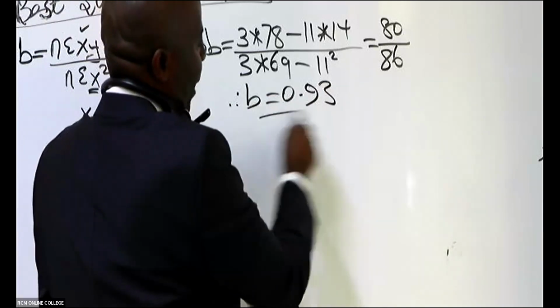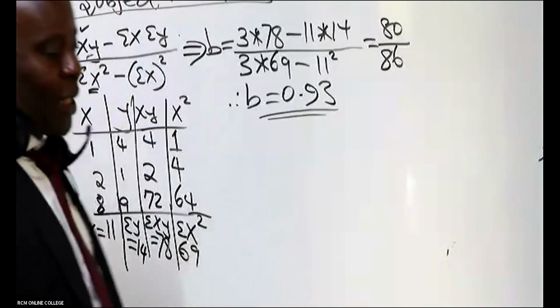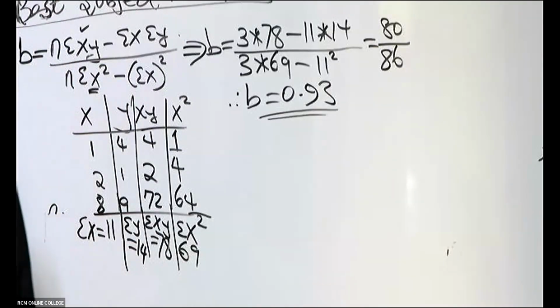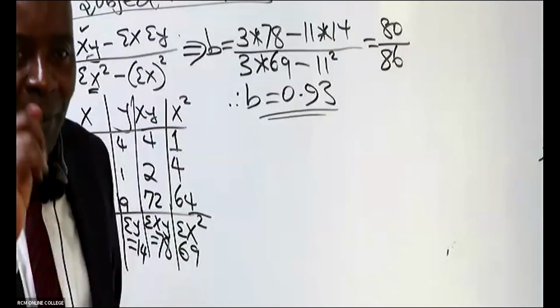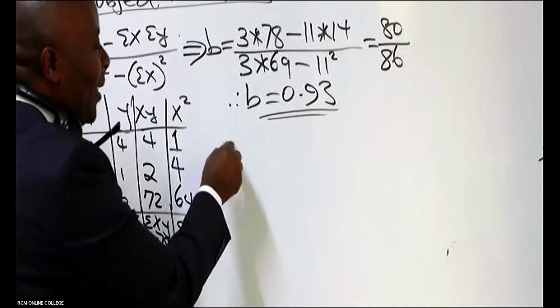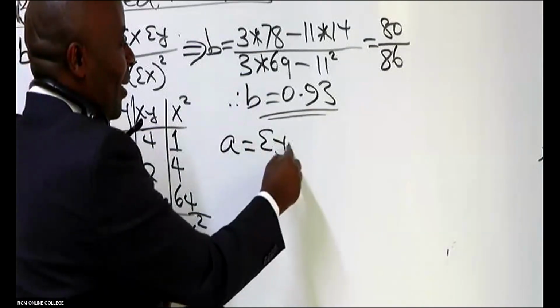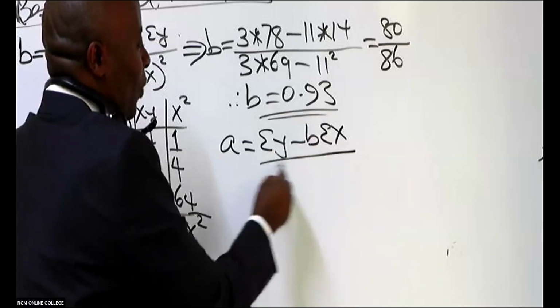0.93. Thank you so much. That's B. After we get B, regression will tell you automatically, now I need you to calculate A. Is there somebody who could remember the formula for getting A? A equals Y minus B times summation of X, all over N.